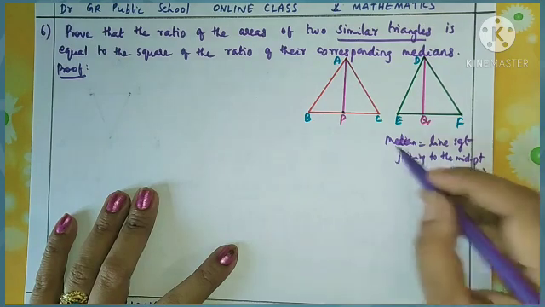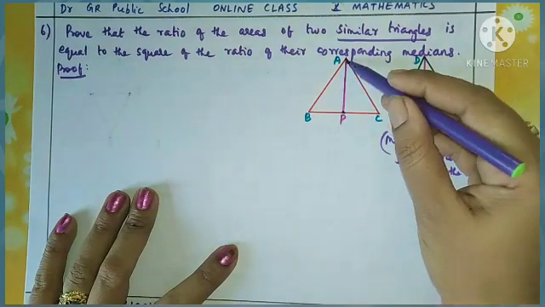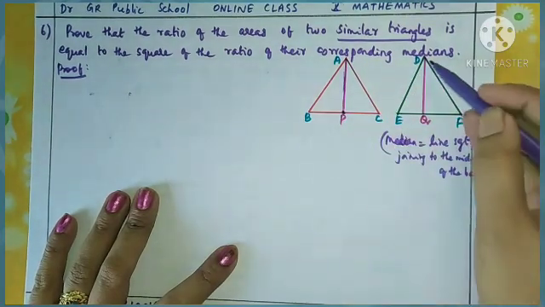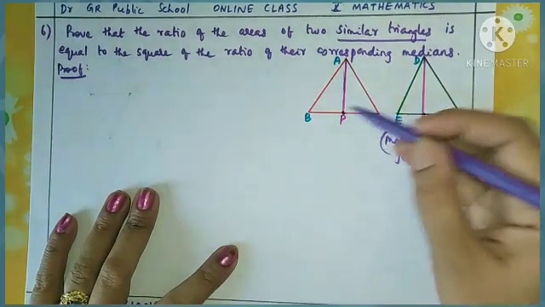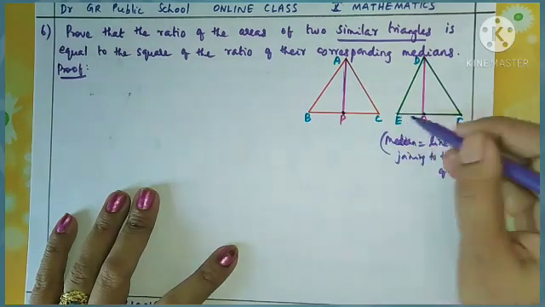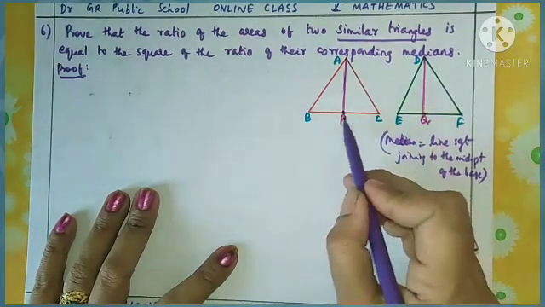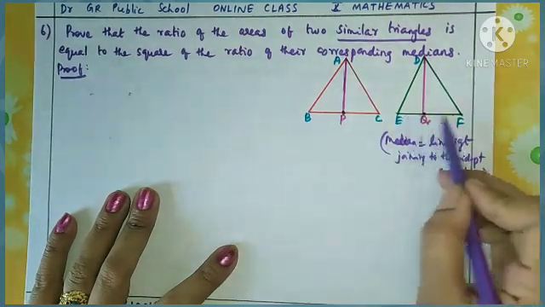Okay, so here if I am drawing the median here, I have named AP as the median, and here DQ is the median, so that P is the midpoint of BC. Okay, similarly here Q is the midpoint of EF. Understand? So when this is the midpoint, the two sides are equal. Here also the two sides are equal.